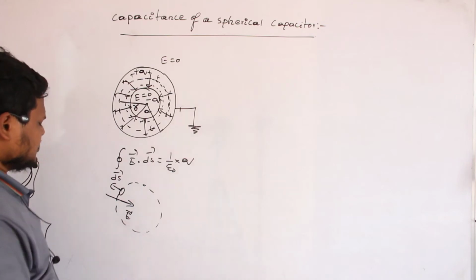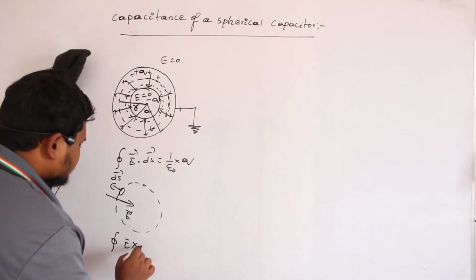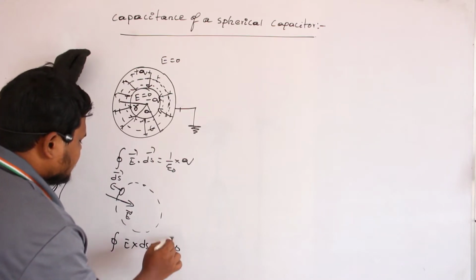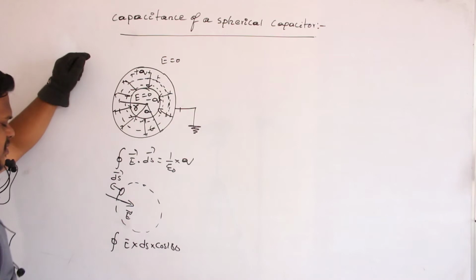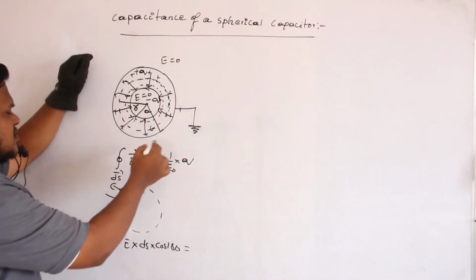Clear? So how can I write it? I can write the closed integration of E into dS into cos 180, because A vector dot B vector is equal to AB cos theta, and cos 180 is equal to minus 1. Now, what type of charge is enclosed by this Gaussian surface?